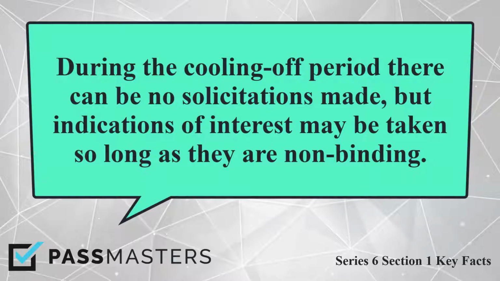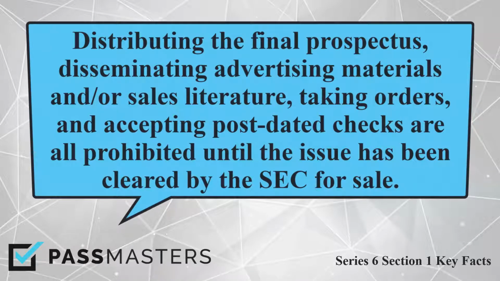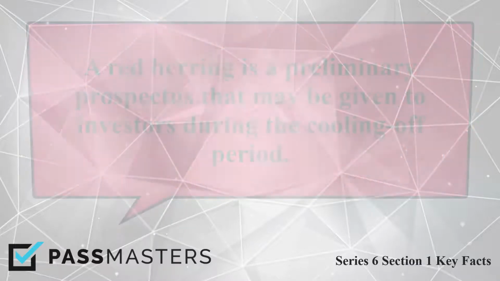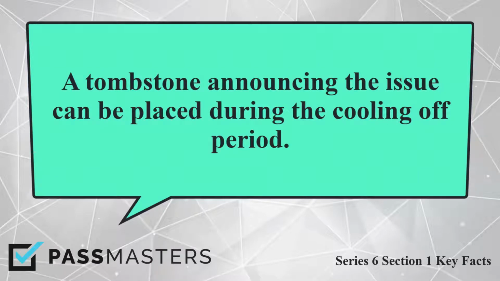During the cooling-off period, there can be no solicitations made, but indications of interest may be taken so long as they are non-binding. Distributing the final prospectus, disseminating advertising materials and/or sales literature, taking orders, and accepting post-dated checks are all prohibited until the issue has been cleared by the SEC for sale. A red herring is a preliminary prospectus that may be given to investors during the cooling-off period. A tombstone announcing the issue can be placed during the cooling-off period.